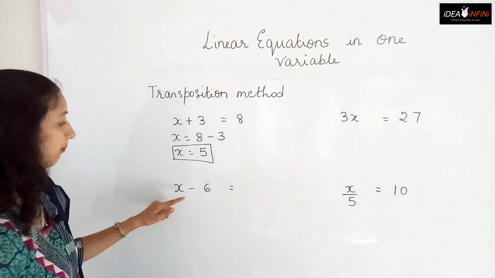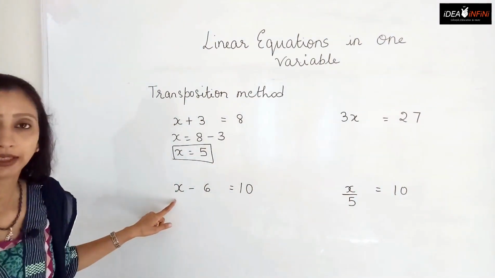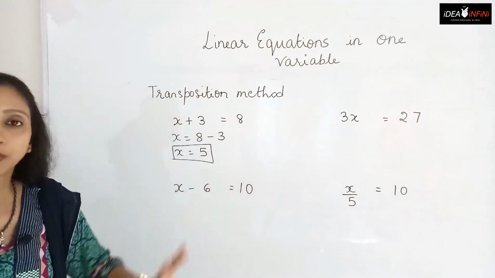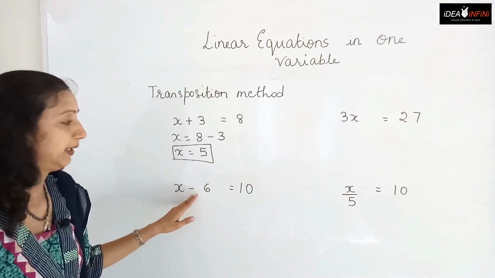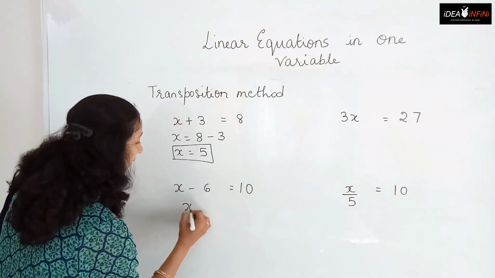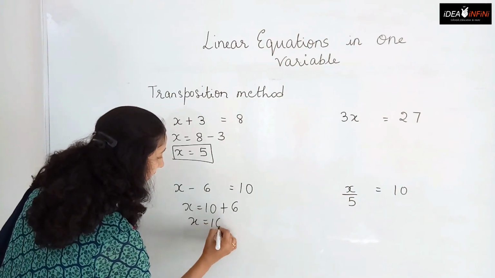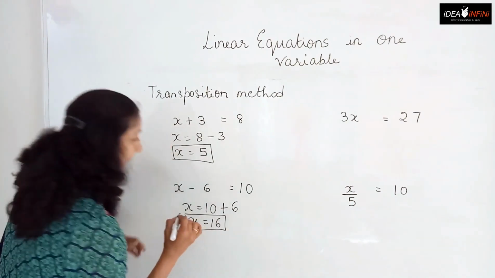Again we'll see another example. -6 is there. Suppose this is 10 here. This is an equality. X minus 6 is equal to 10. When this -6 will go on the right side of the equality, the sign will become positive. So it will be 10 plus 6. You get the answer as x is equal to 16.